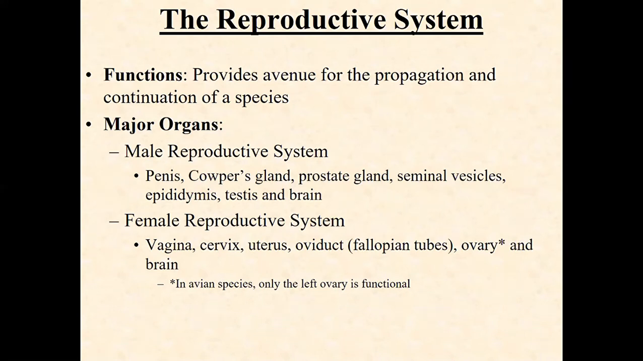testes, and brain. And the female reproductive system, your vagina, cervix, uterus, oviducts, which is your fallopian tube, ovary, and your brain. In avian species, only the left ovary is functional. So look back and make sure you know the reason why.